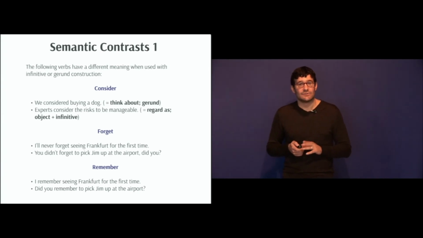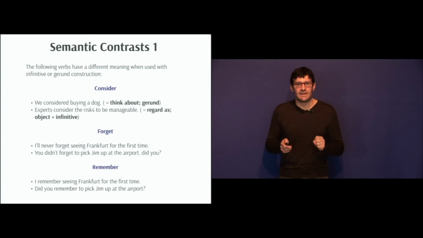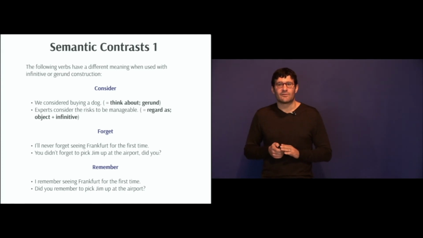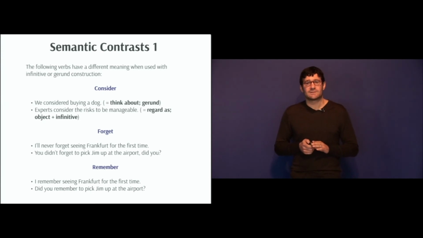You didn't forget. Did you think to pick up Jim at the airport? Yes, I thought to pick up Jim at the airport, and I actually picked him up from the airport. Right? And did you remember means the same thing. And I'll never forget seeing Frankfurt for the first time. And I remember seeing Frankfurt for the first time. The gerund here is simply an object of the verb forget and remember. That's it.